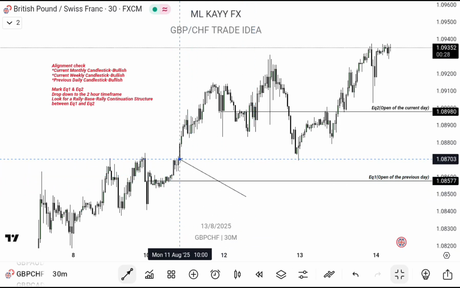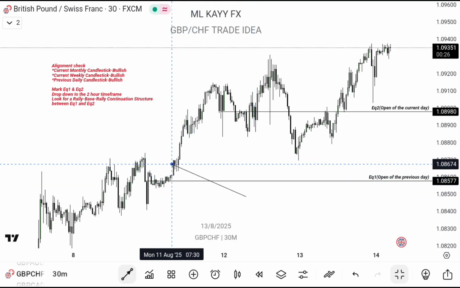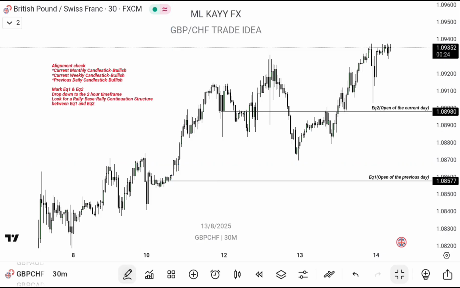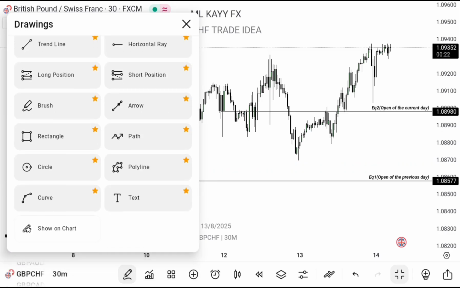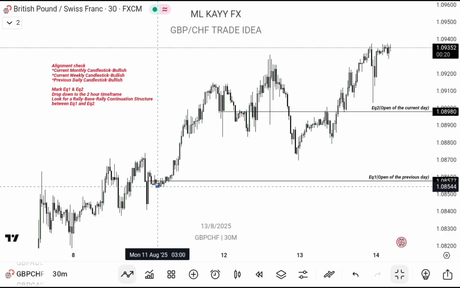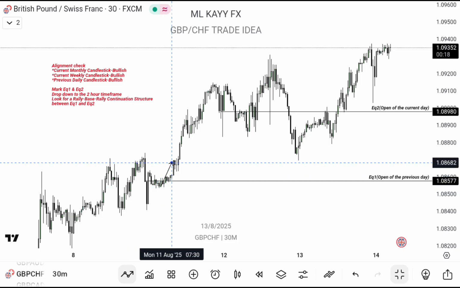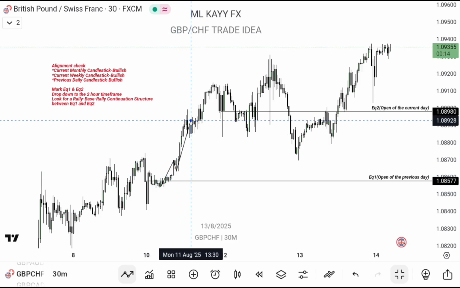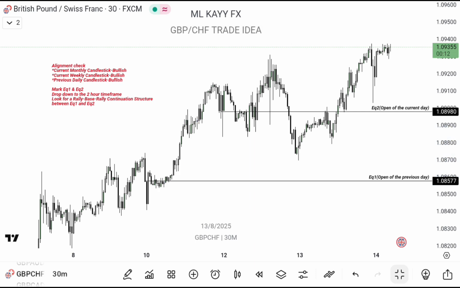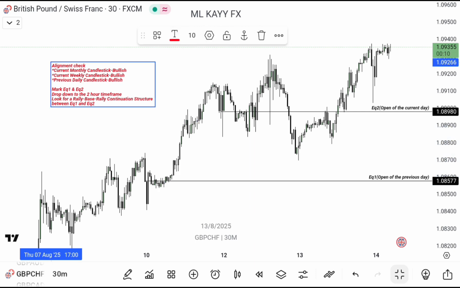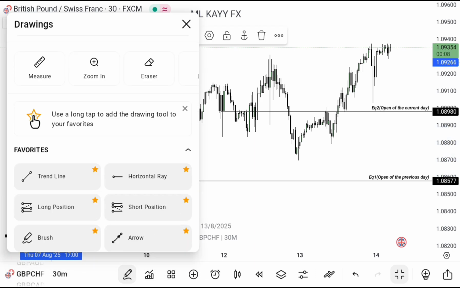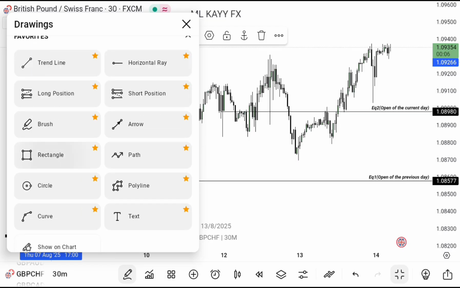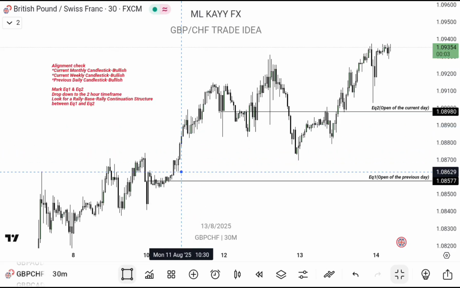So this is our base. I'm just quickly gonna show you how the rally base rally formation looks like. It's a push to the upside, a small pause in the market, and then another push to the upside. So that's a rally base rally. Once you see that, you mark out your demand zone, right? I'll explain later in the video.